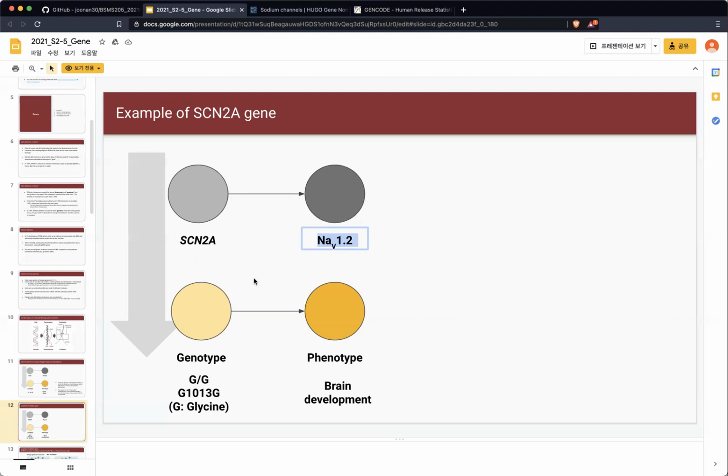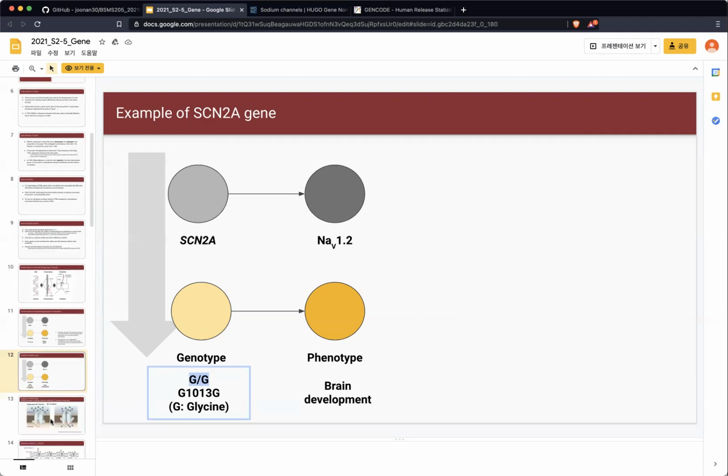Okay, so the genotype we can think about is that SCN2A has a long stretch of DNA sequence, but one place I want to focus on is the 1013th position, and the DNA sequence has G and G on both strands, right? In that case, that individual has the phenotype, which is normal brain development, right?